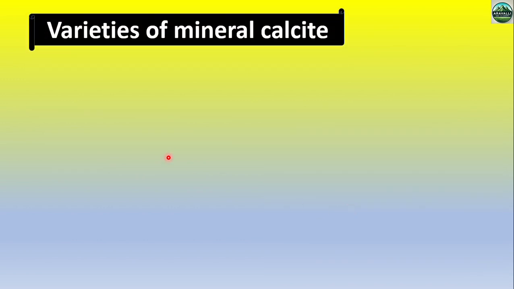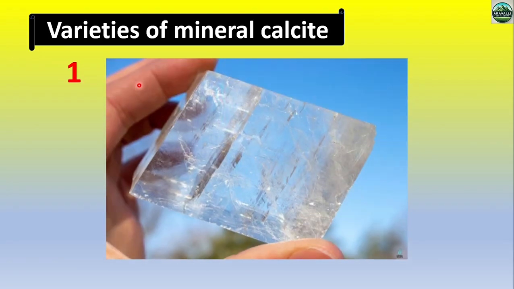Now, the varieties of calcite are very important. Number one, the first variety of mineral calcite. See the picture first. This is the first variety of mineral calcite. This variety is known as Iceland spar. The transparent variety of mineral calcite is known as Iceland spar.